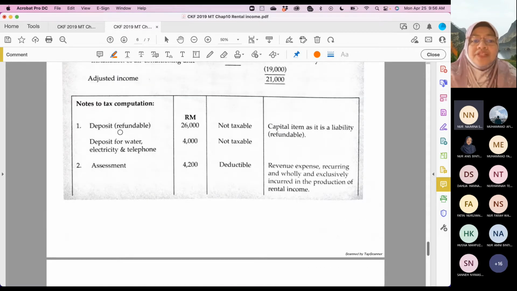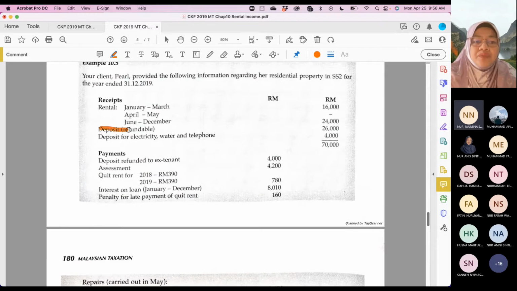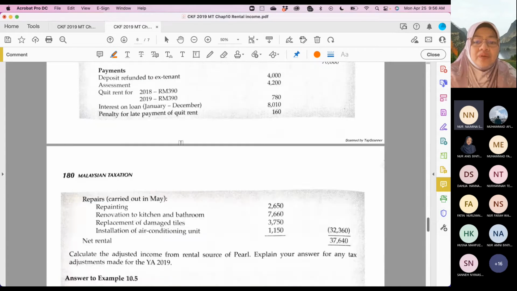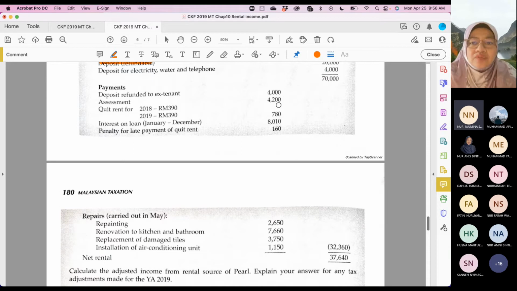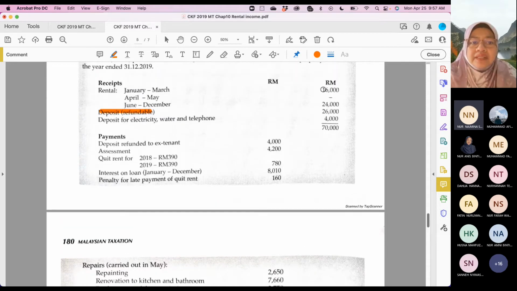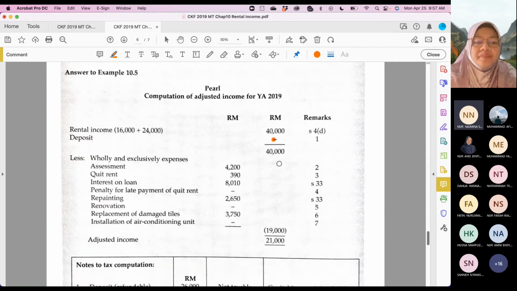So, notes to computation: deposit. Whenever you have a deposit, it's not taxable. So for example, here, if you have a receipt deposit, which is refundable, and you have a deposit for electricity 4,000. So for the tax computation, your deposit is not taxable. You don't bring your deposit into your computation because you don't want to pay tax on it. The 16,000 and 24,000: 16,000 is your rent, and then June and July. So this one is your rental income. Deposit here is not taxable, so you don't claim and you don't have any deposit here.